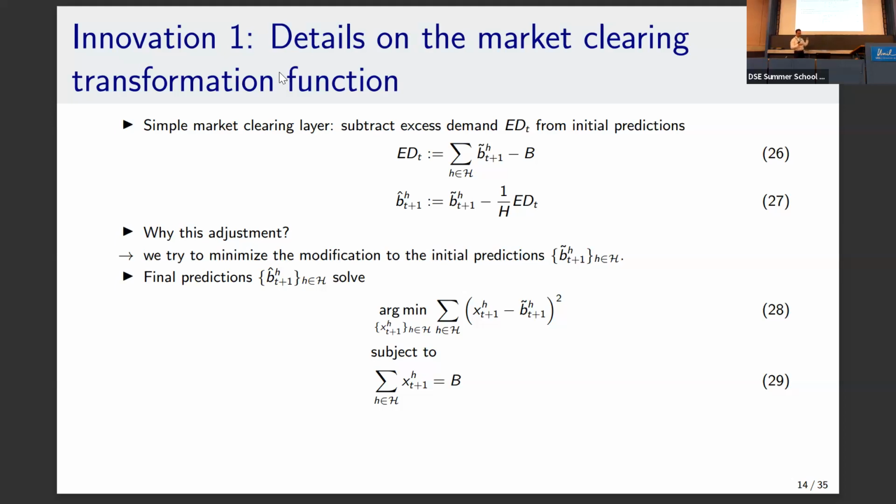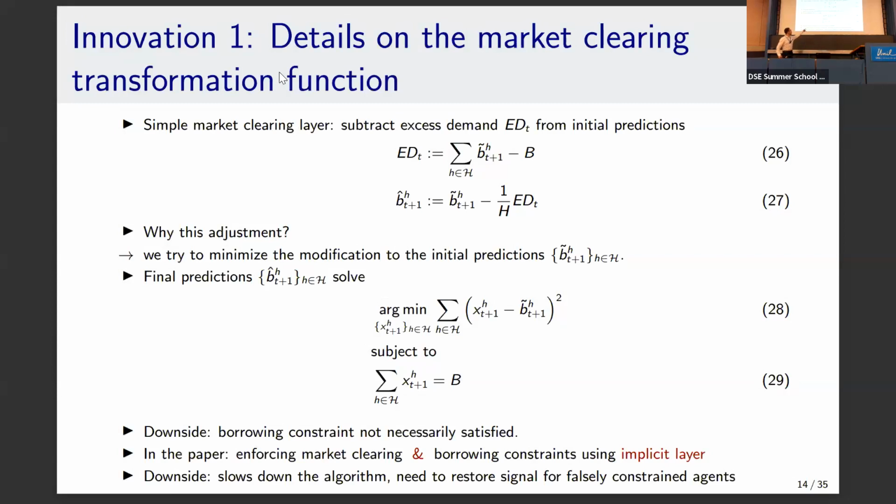And why do we do this? We do this because we thought of a desired adjustment as such. We wanted to minimize basically the adjustment we have to do, such that the result is consistent with market clearing. And this is a quadratic program. And it turns out that this very simple quadratic program has a very explicit closed form solution, which makes it extremely easy and fast to implement.